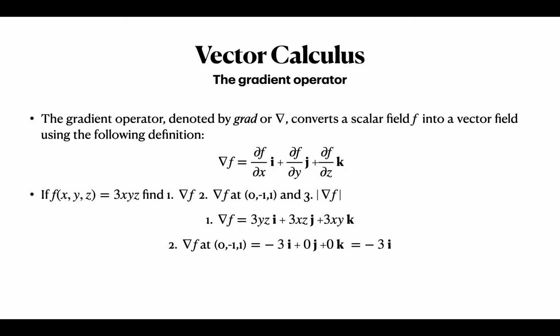And then the magnitude of the gradient of f, guys, is you go back up to the gradient of f definition. You take the i component, which is 3yz. You square that. You square the 3xz. You square the 3xy. And you add them together, and you take the square root. Why? Because that is how you get the magnitude of a vector. And in this case, the vector I'm interested in is the gradient of f.